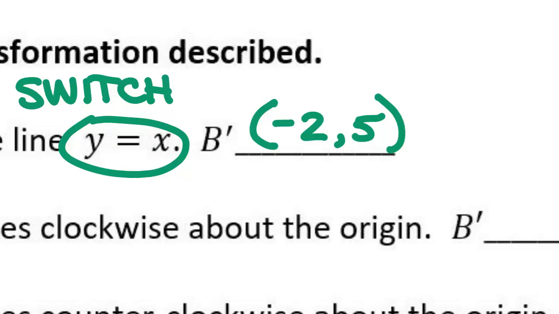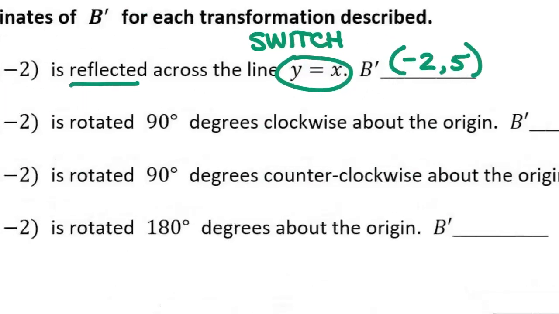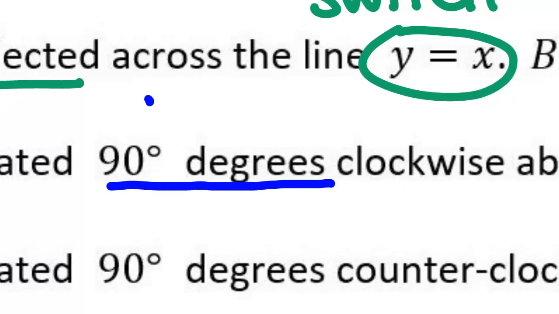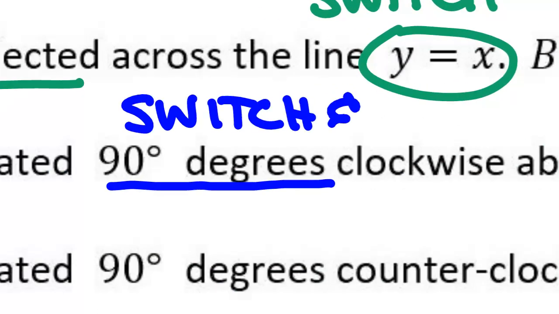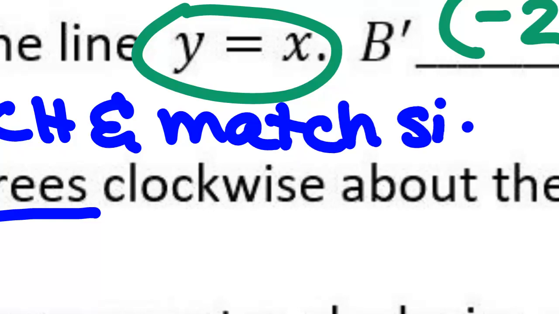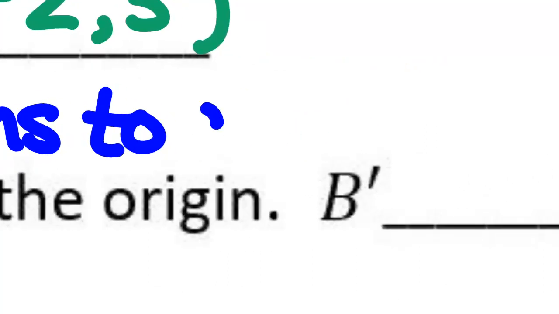Rotating 90 degrees clockwise about the origin. So when we go 90 degrees, we're going to switch, and then we have to match our signs to the correct quadrant.